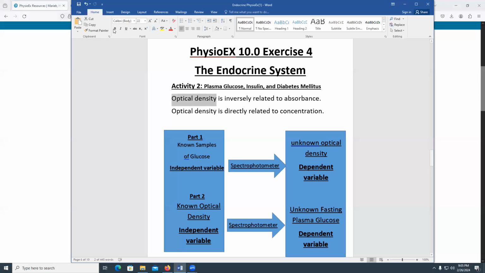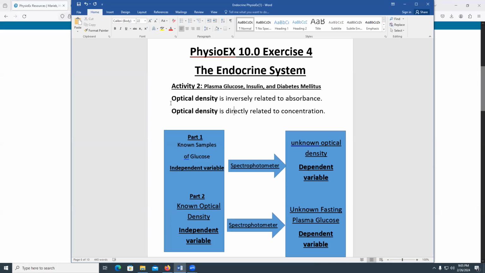What is optical density? Optical density is how optically blocking the solution is, how much blockage the solution provides against the light that is passing through it in the spectrophotometer. So optical density is inversely related to absorbance. So the higher the optical density, the lower the absorbance.